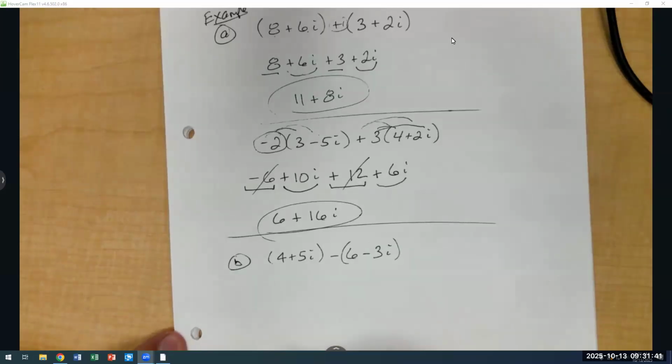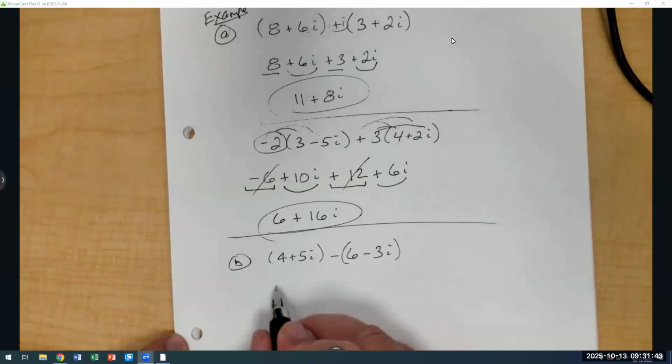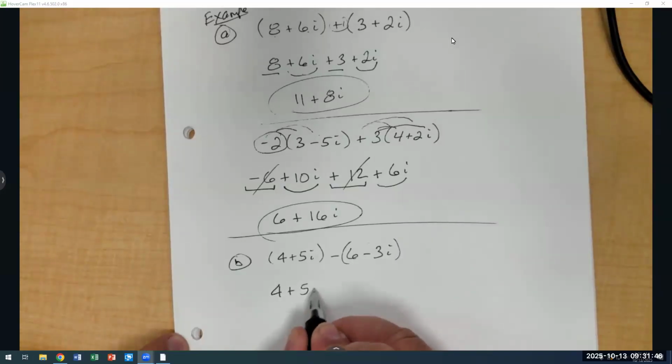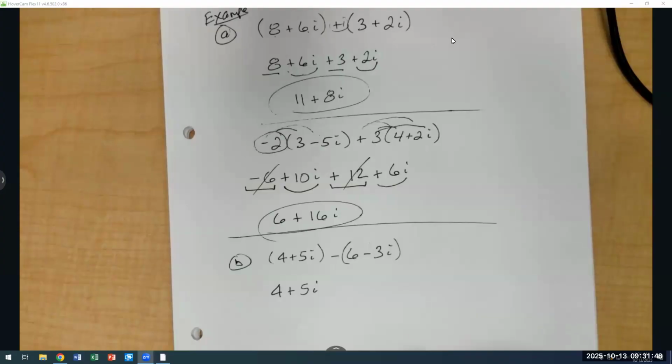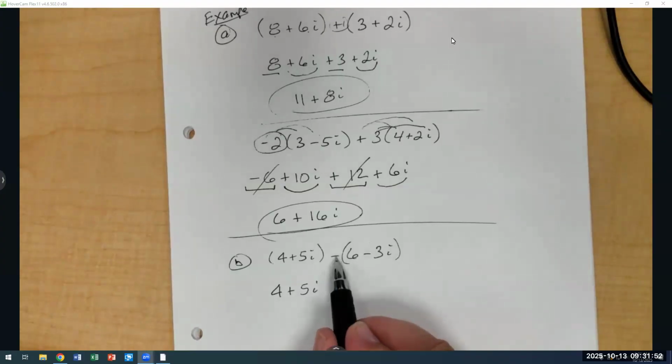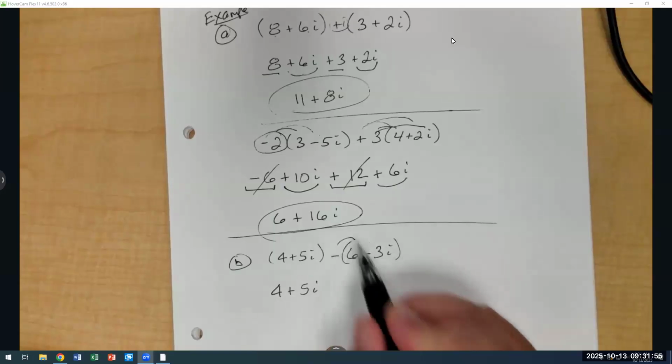Do we need the first parentheses? No, there's nothing in front of it, so it's just 4 plus 5i. How about the second parentheses? Yes, we do, because there's a negative in front of it. So this negative has to get distributed in there.